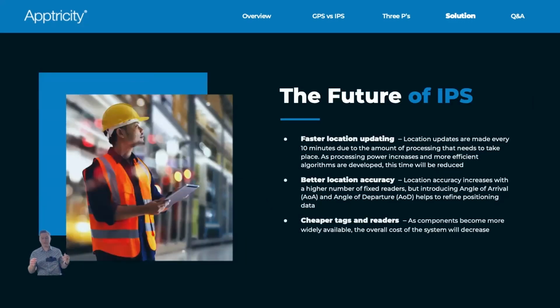So what's the future of IPS? Because I know we talked a little bit about better location accuracy, how those numbers will continue to shrink. Some of the other benefits that we're going to see in the future is faster updates for location. In our system, those location updates are made every 10 minutes because it's a lot of data being sent, right? It's running a machine learning algorithm that helps predict the location. That takes time. But as computing power increases, as we fine tune the algorithm, we're going to get that data closer to real time.